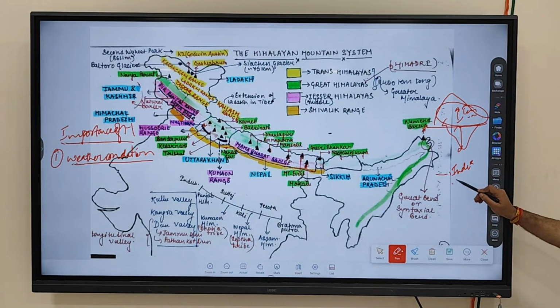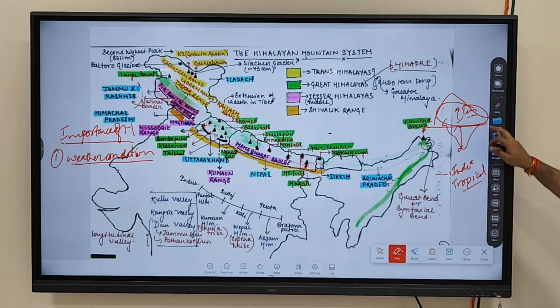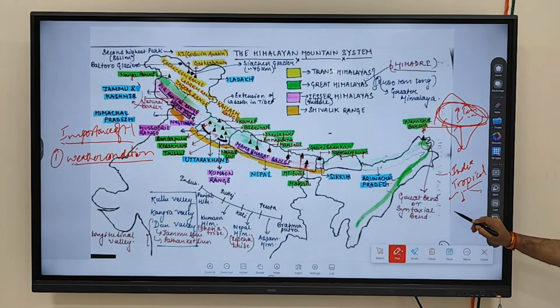Yet India is referred to as a tropical country, not a temperate country. Why is India referred to as a tropical country, when more of the Indian landmass lies in the temperate zone? This is because of two reasons: one is the geographical region, another is the cultural region. Because of both these reasons, India is called a tropical country.